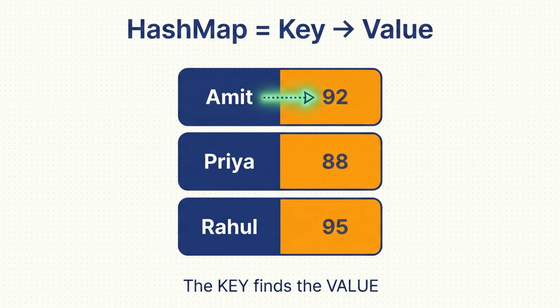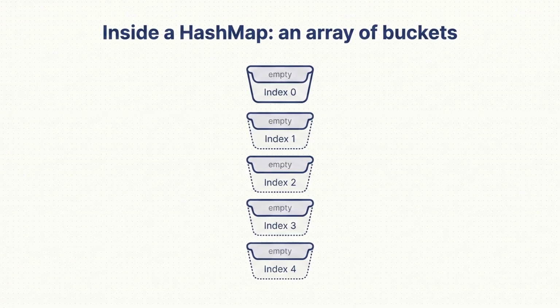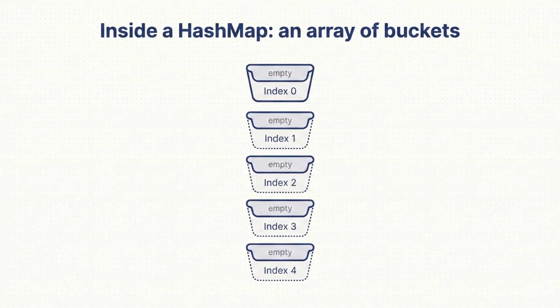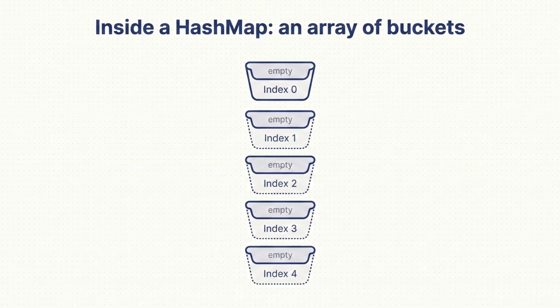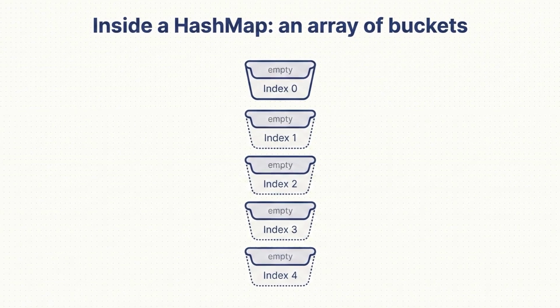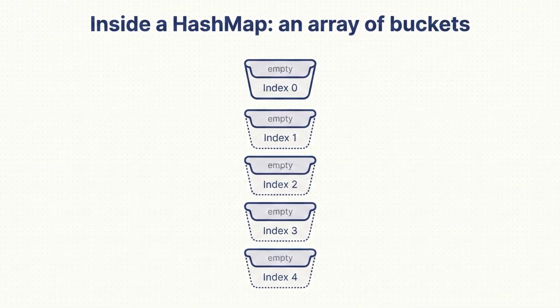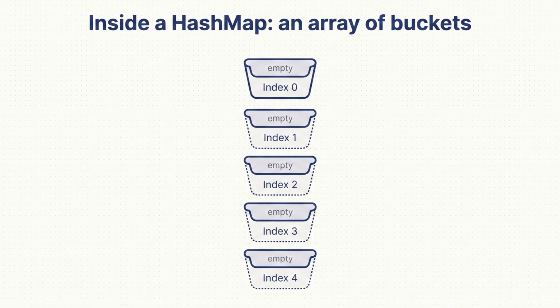Let's open it up. Inside, a hash map is surprisingly simple. It's basically an array of buckets. Here's a tiny one with 5 buckets, numbered 0 to 4, all empty for now. Arrays are fast because if you know the index, you can jump straight to it. So the real question is, how does a name like Amit turn into an index like 0?